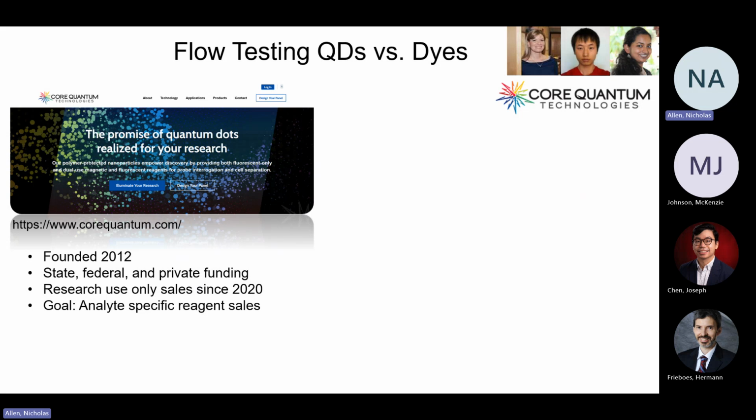So we immediately pivoted to a second product development, and we have a magnetic version. So you can use this for cell separation and quantification at the same time. And our goal has always been analyte-specific reagent sales.